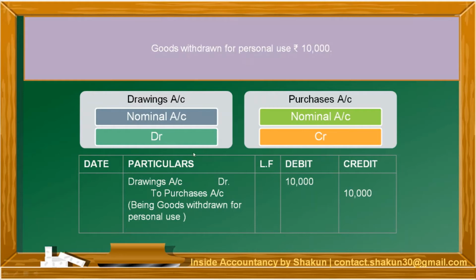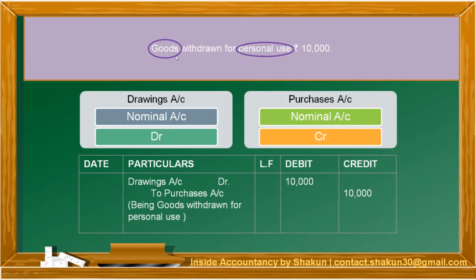Moving on. Goods withdrawn for personal use. When a proprietor withdraws anything, whether it is goods or cash, for personal use, it means that these are drawings. This you all know. Now, the accounts to be identified are goods and personal use. Personal use means which account is this? Very good. Drawings account. It is a nominal account. It is a loss, therefore debited.